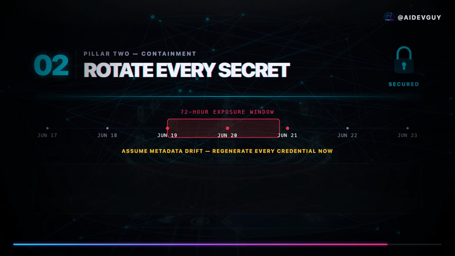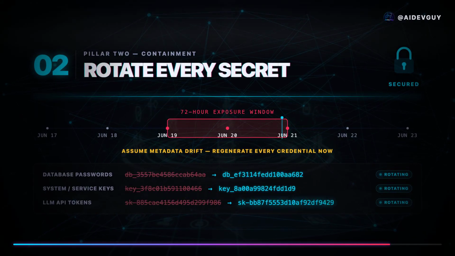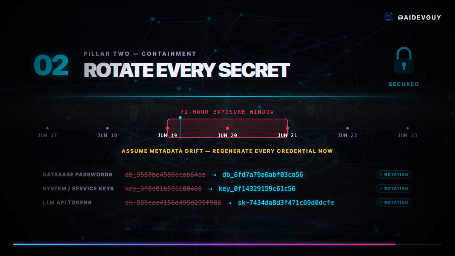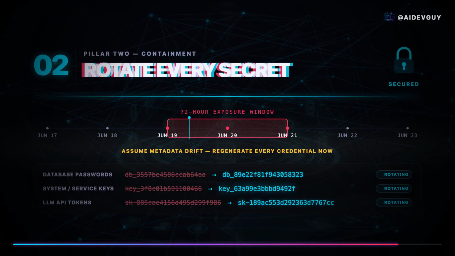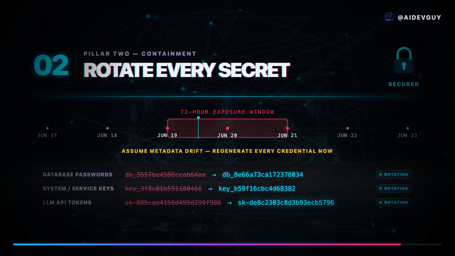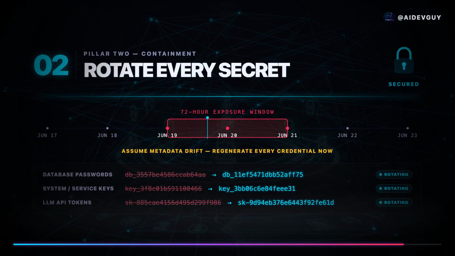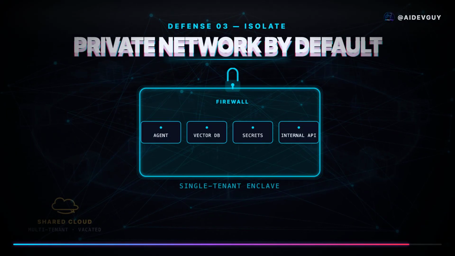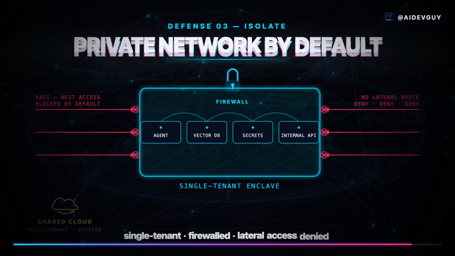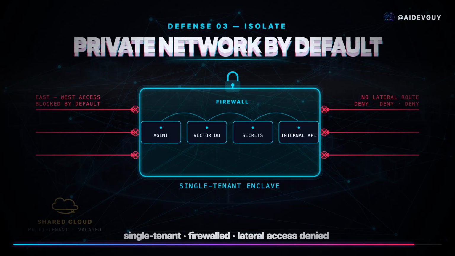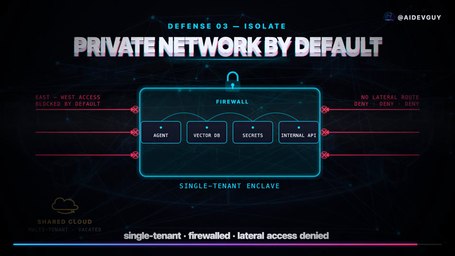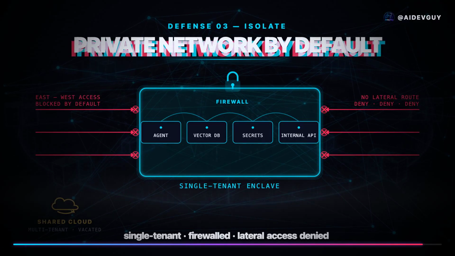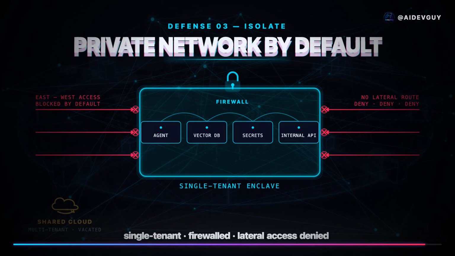Second, assume your environment suffered metadata drift during the 3-day exposure window starting on June 19th. Regenerate and rotate your database passwords, system keys, and LLM API tokens immediately. Third, move away from shared multi-tenant clouds for highly proprietary logic. Isolate your agent infrastructure inside single-tenant, firewalled private networks where lateral access to internal endpoints is blocked by default.